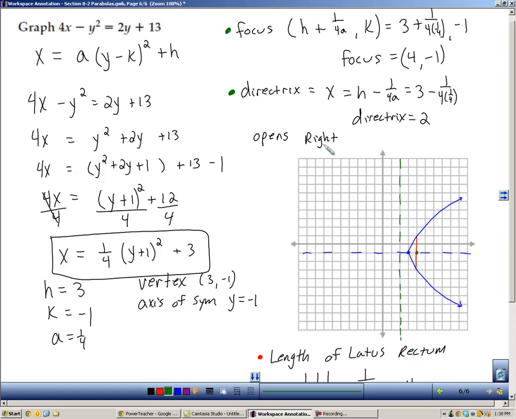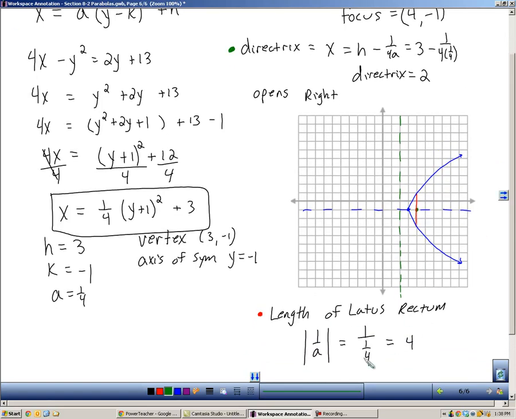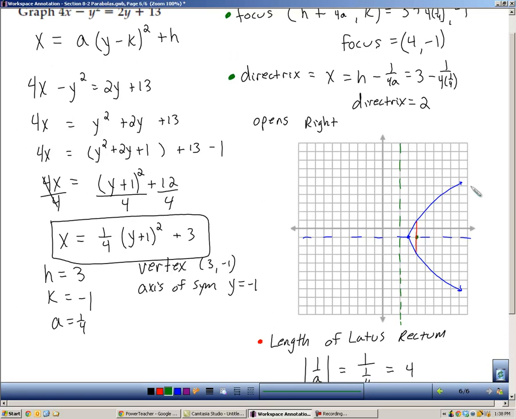The parabola opens to the right. Initially I said it opened up, but we're talking about a left-right parabola, so it opens to the right. And then in red, I did a length of the latus rectum, which is 1 over a, which is 4. So I made this red line 4 units, and that showed me where I had to graph my parabola.